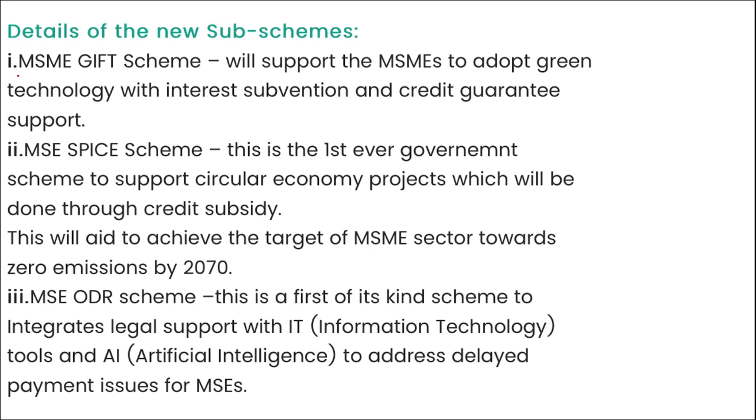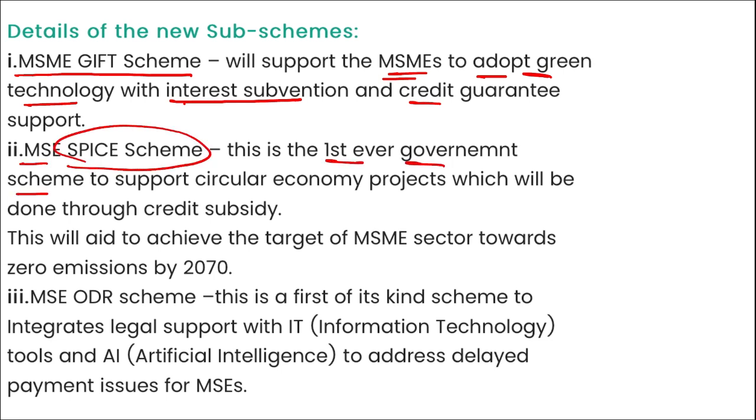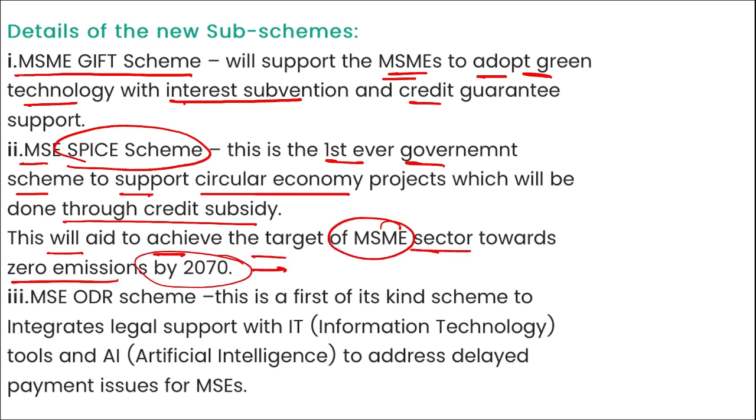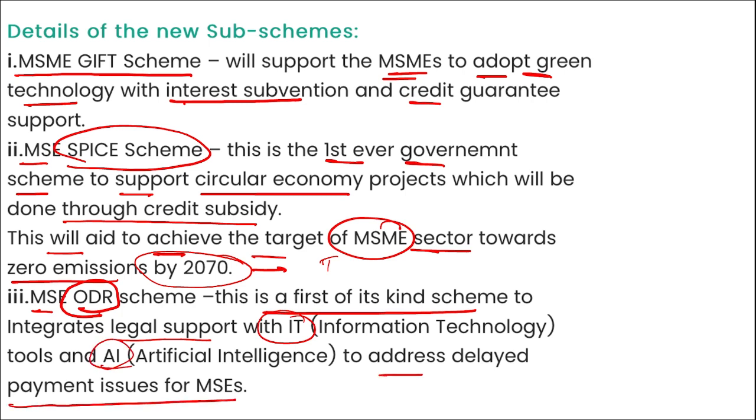Now here you can see each individual scheme. First was the MSME GIFT scheme. This will support the MSMEs to adopt green technology with interest subvention and credit guarantee support. Next, the MSME SPICE scheme. This is the first ever government scheme to support circular economy projects, which will be done through credit subsidy. This will aid in achieving the target of the MSME sector towards zero emission by 2070, and it is also the target of India to become carbon neutral by 2070. Then the MSME ODR scheme. This is a first of its kind scheme to integrate legal support with IT tools and AI to address the delayed payment issues for these MSMEs.